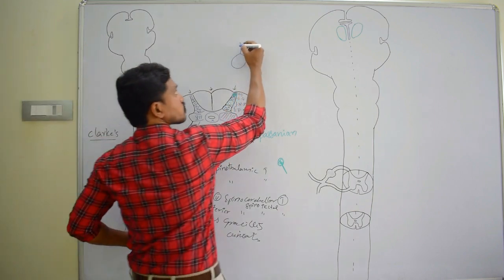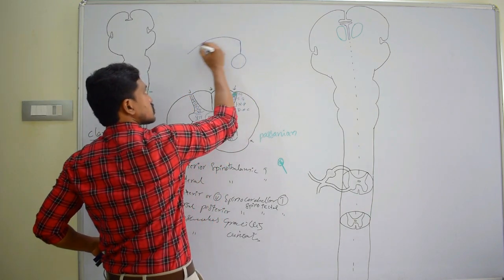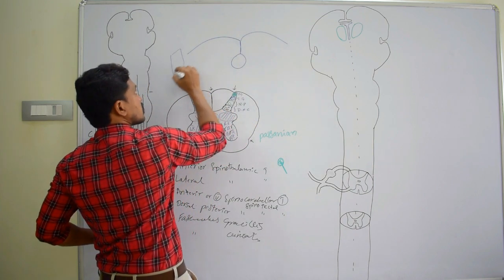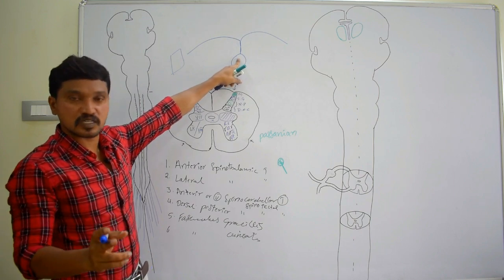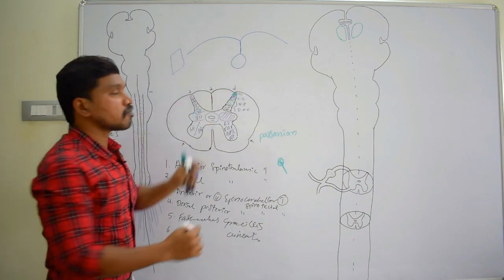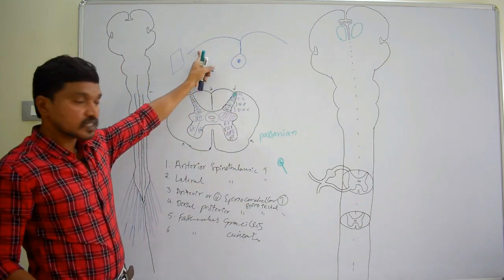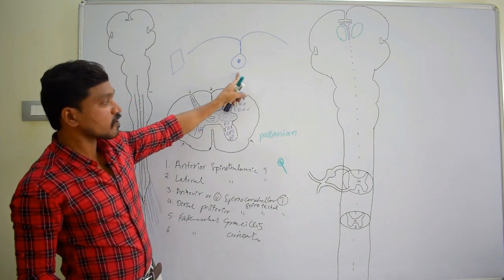But this process, after going some distance, will be divided into two processes. One process is going to the central nervous system, another process is going to the periphery. Because of that, we call these cells pseudo unipolar cells. They look like unipolar, but they are not. Once they reach some distance, they are divided into two processes. This process is the peripheral process and this process is the central process. So this type of neuron is present here.